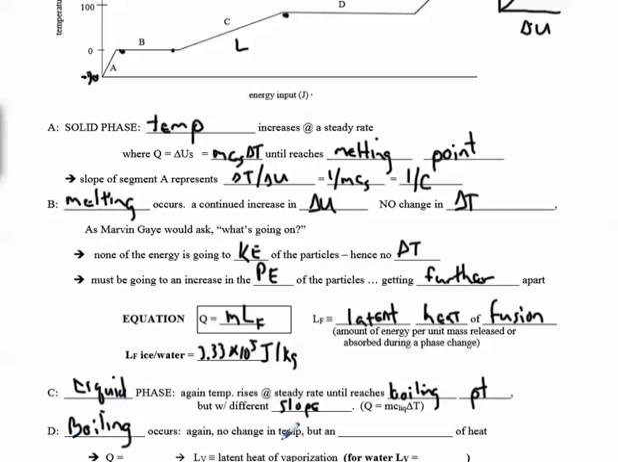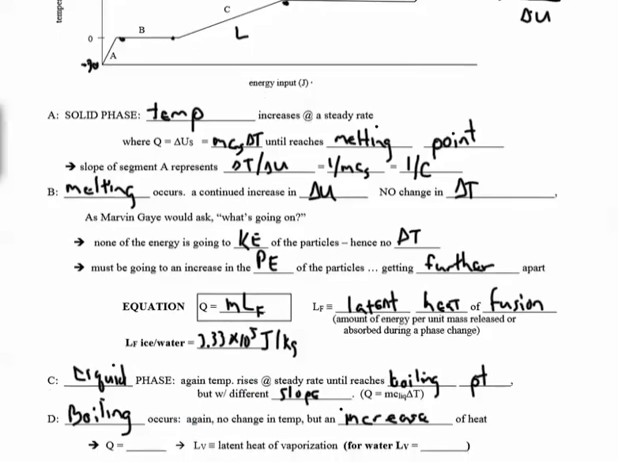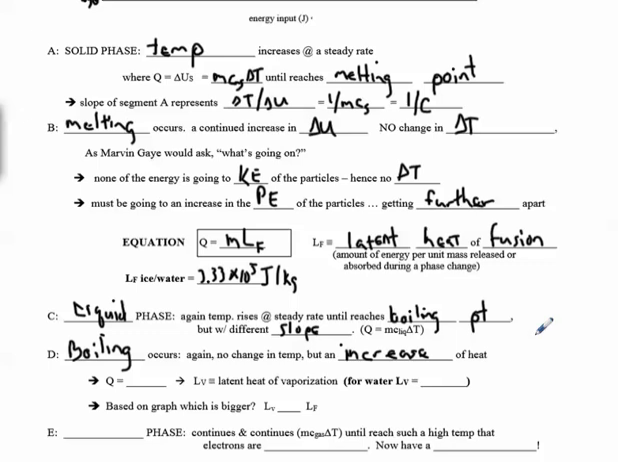Again, no change in temperature, but an increase in the amount of heat. Very similar to B. Note that D has a longer segment. We'll talk about that in a minute. And like melting, there is a constant associated with a substance as it boils. In this particular case, the constant is the latent heat of vaporization. So all the energy during that phase change is going into M times L_V.